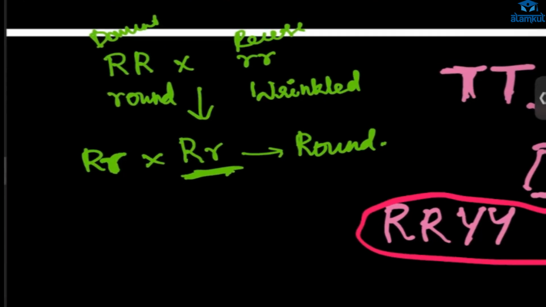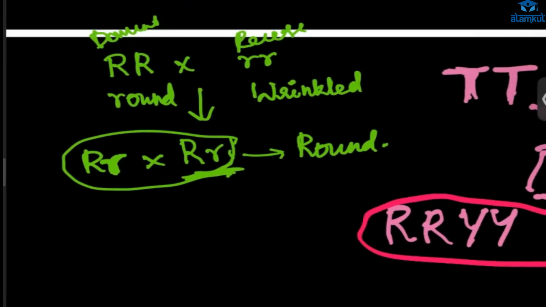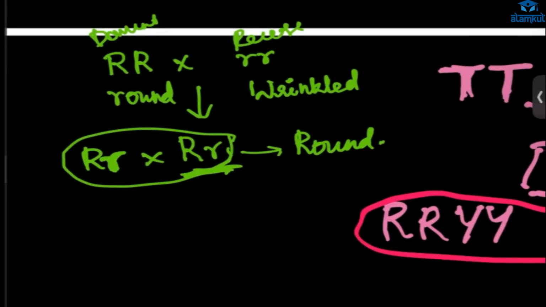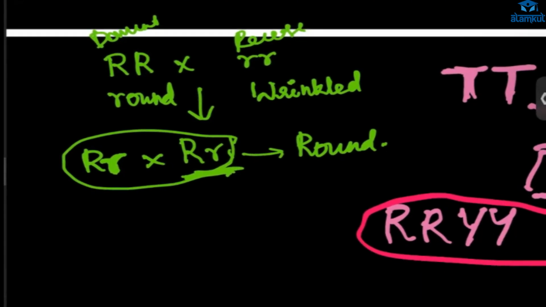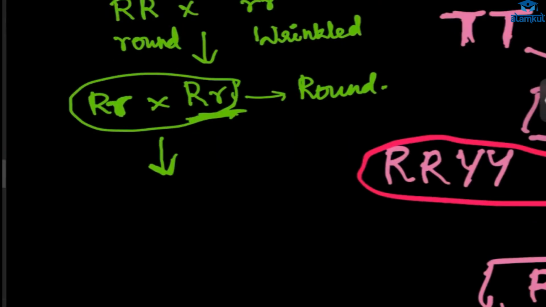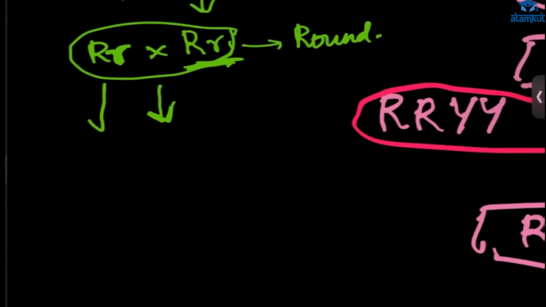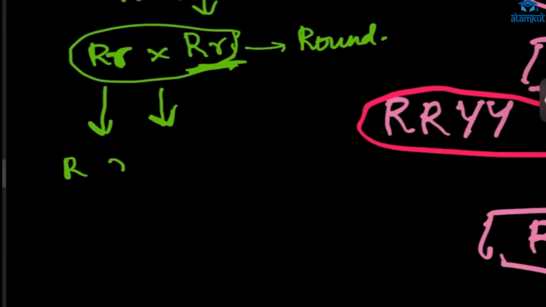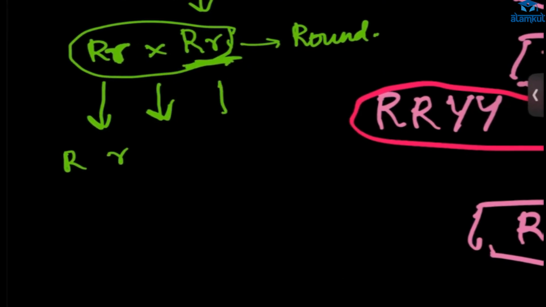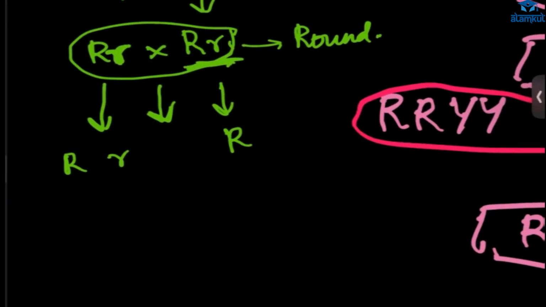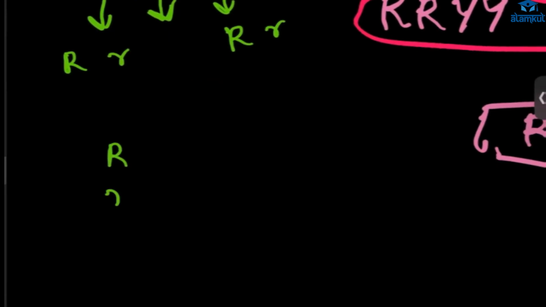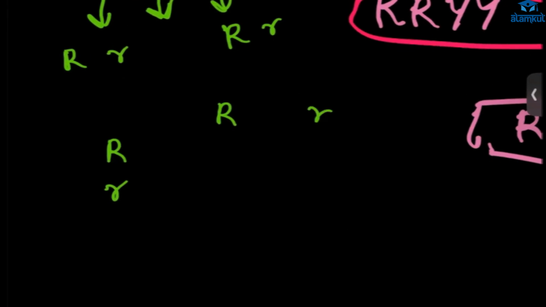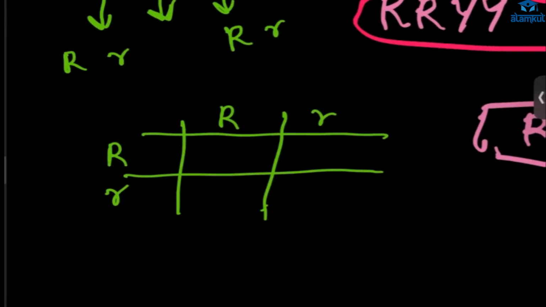This is the monohybrid cross. In this selfing, you are taking only one character and crossing it. That is called monohybrid cross. When you cross this, what will you get? From here, how many gametes will come? Four: capital R, capital R, small r, small r. Now cross it.